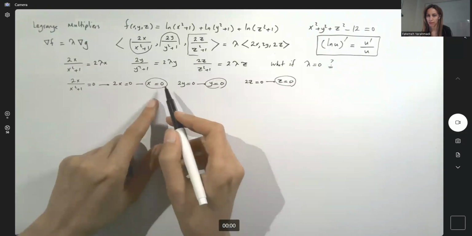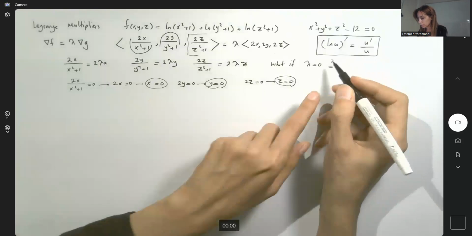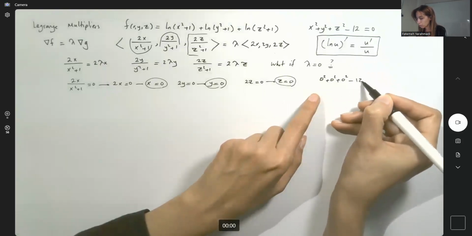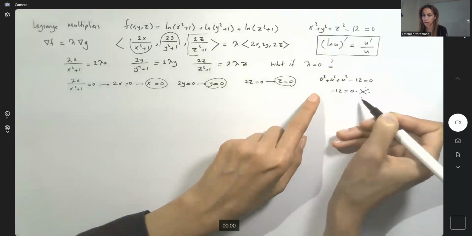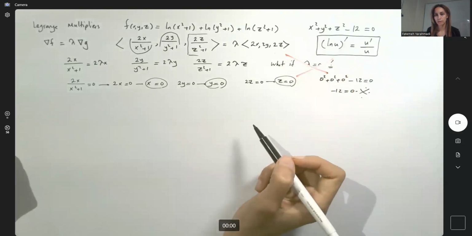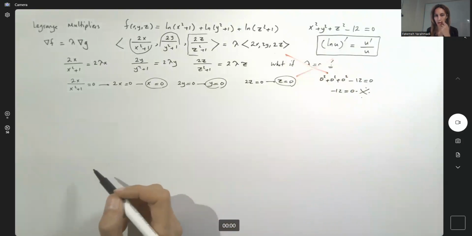So what happens if x, y, and z are equal to 0? Take a look at your constraint. Then you have 0 squared plus 0 squared plus 0 squared minus 12 equal to 0, which says negative 12 is basically 0, which is a contradiction. So this can't happen. Okay. We know that lambda is not 0 because we cannot have all of these three be 0 at the same time.